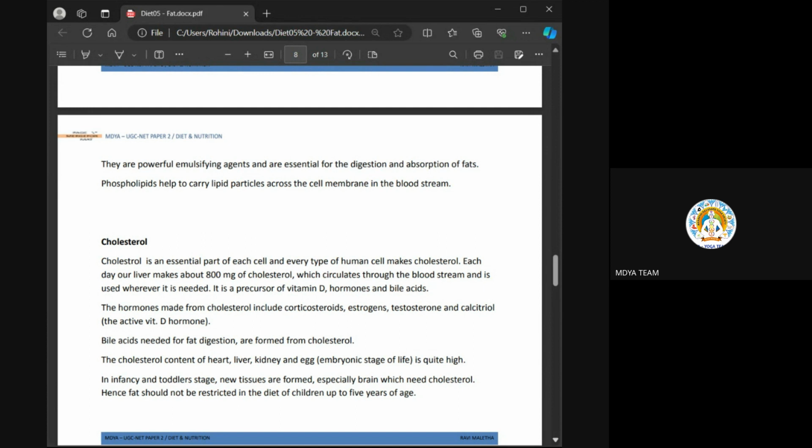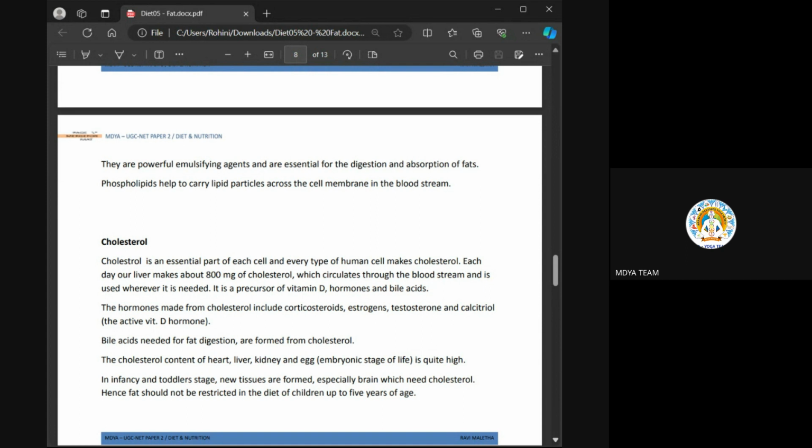Then the hormones made from cholesterol include corticosteroids. It also helps in the making of the estrogen and the testosterone. These hormones are also known as steroids, so it's a part of that also. So the sexual hormones are also made up of this.